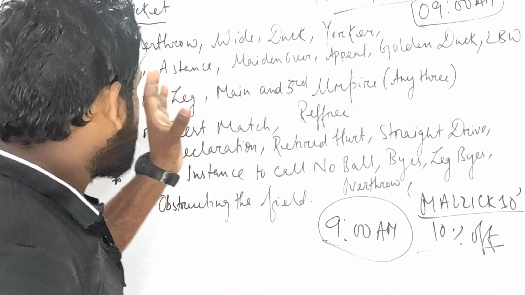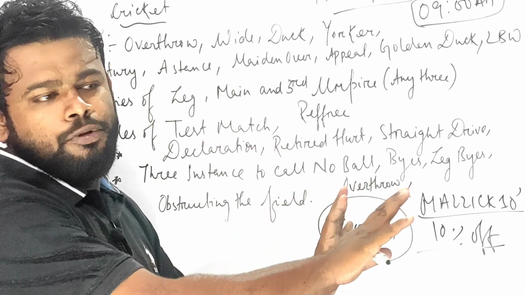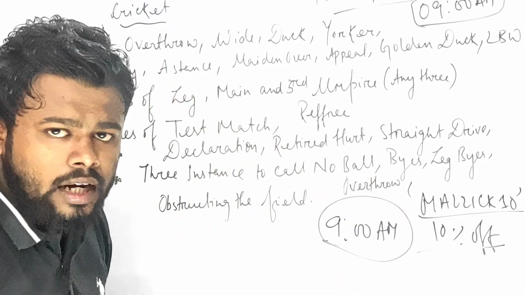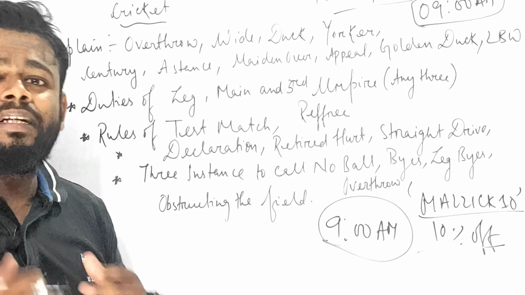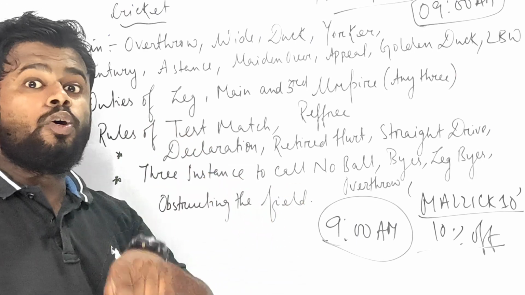Clear everyone? Let us start for tonight. People, go with this type of question, and tomorrow I will be saying what questions we need to learn in case of cricket. Explain means define means definition. Overthrow, wide, duck, golden duck.